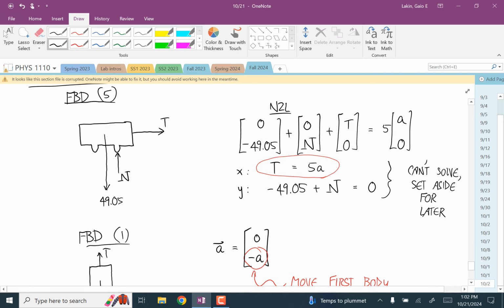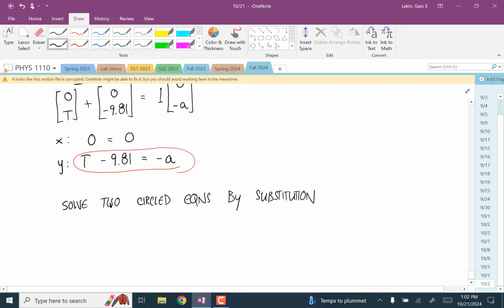So this first one says t is equal to 5a, so I'll just plug that in for t. So negative 9.81 is equal to negative 6a. And so a is equal to 1.635 meters per second squared.